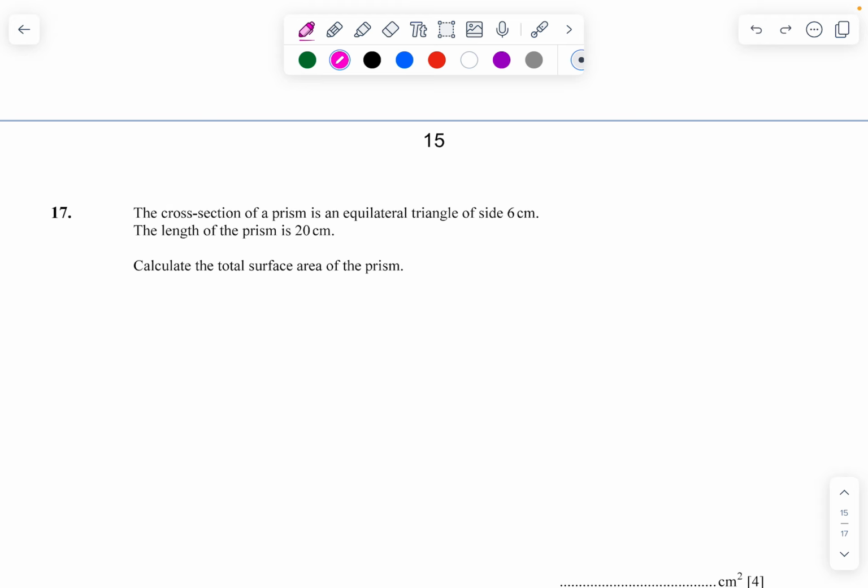The cross section of a prism is an equilateral triangle of side 6 centimeters. The length of the prism is 20 centimeters. Find the total surface area of the prism. So once again, one more question of this prism kind, we are doing it out. Over here, what is being told? The cross section of the prism is an equilateral triangle of side 6 centimeters.